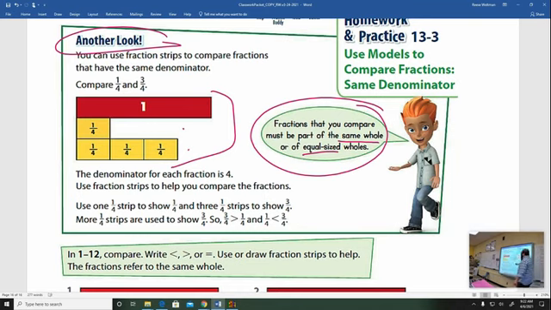Okay? Now it says down here the denominator for each fraction is 4. Use fraction strips to compare, which is exactly what they did right here. Use 1/4 strip to show 1/4, and 3 1/4 strips to show 3/4. More 1/4 strips are used to show 3/4. So 3/4 is greater than 1/4, and 1/4 is less than 3/4. We're saying the same thing in different ways.